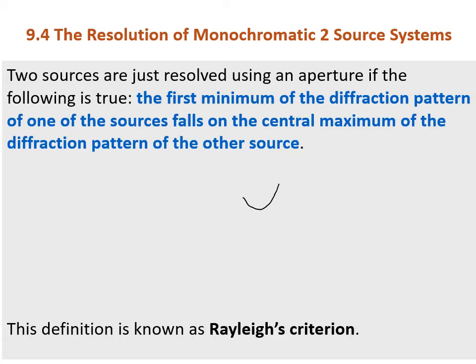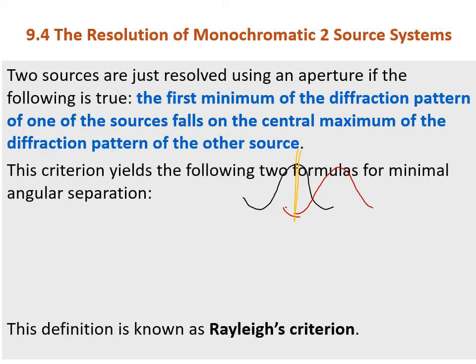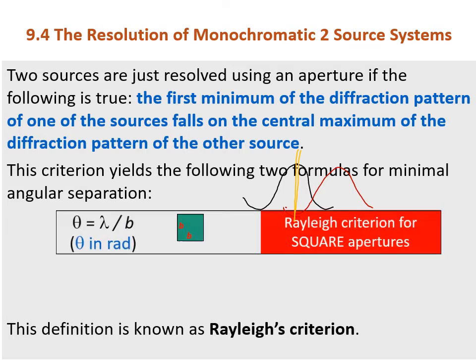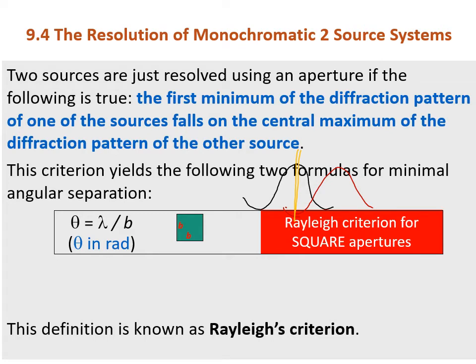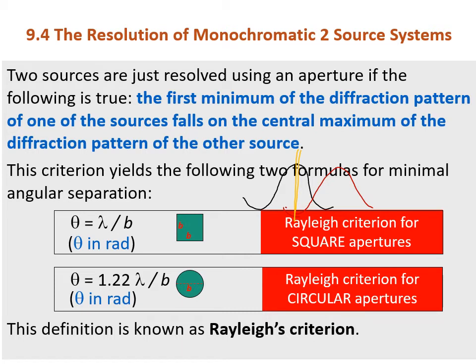We have the diffraction pattern for one. The central maximum of this diffraction pattern for one source falls on the first minimum of the diffraction pattern of another source. So when these line up, Rayleigh's criterion has been met. So we have two equations for the minimum angular separation for having just resolved two sources of light. First is for square apertures, theta in radians equals lambda over b, and then we have the criterion equation for circular apertures, theta equals 1.22 lambda over b.